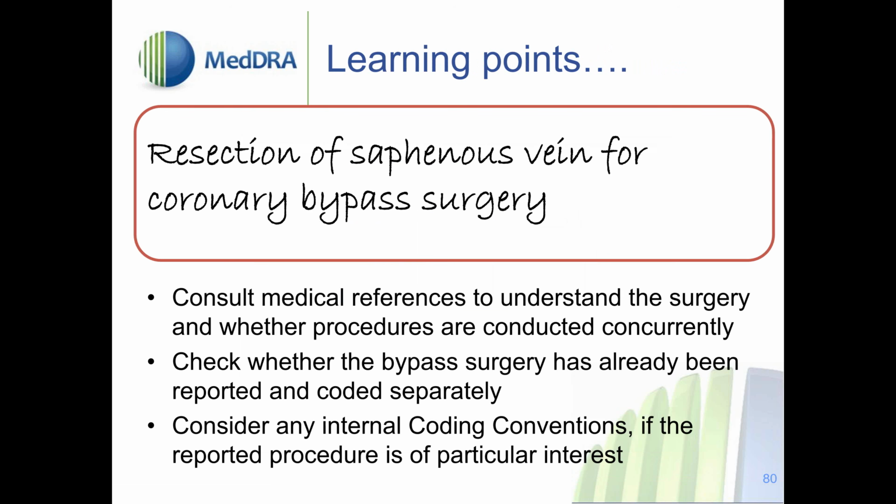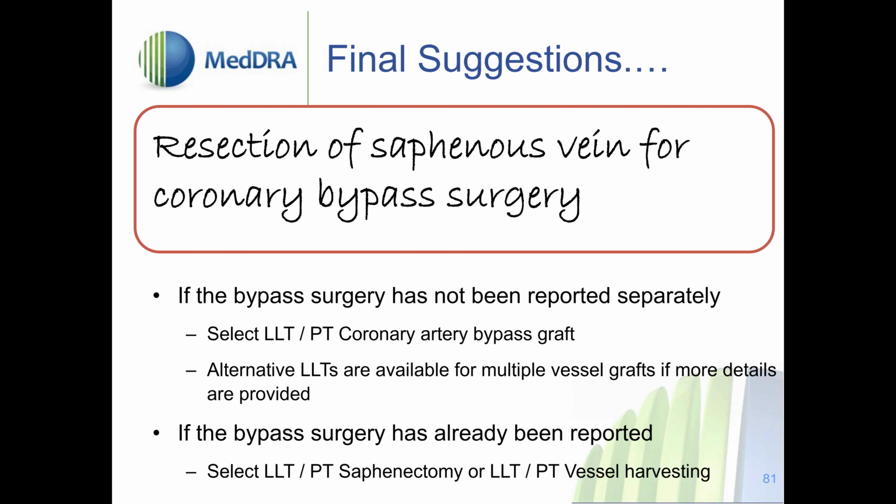So this is another example, the removal of the vein for the bypass. Which one do you code it to? Another one, angioplasty with stent insertion, another one that's often reported together. And I know that when I used to work in the industry, we had guidelines for that, according to the stent insertion. So good thoughts there. Think about your internal conventions.